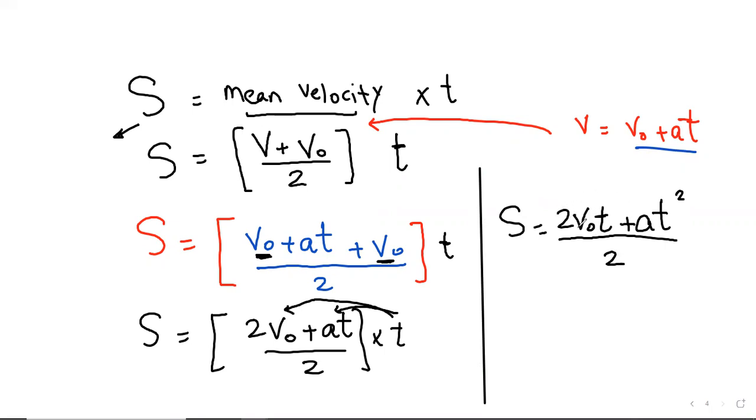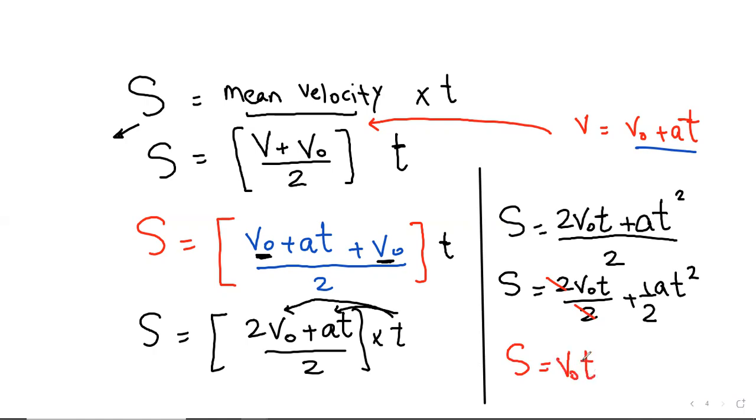Here we have the expression divided by 2, so we can divide all terms of this expression by 2. So it will be 2V initial T divided by 2 plus AT squared divided by 2. We can write it as half. Cancel 2 and 2. So S is equal to V initial T plus half AT squared. So S, the displacement, is equal to V initial T plus half AT squared. That's it.